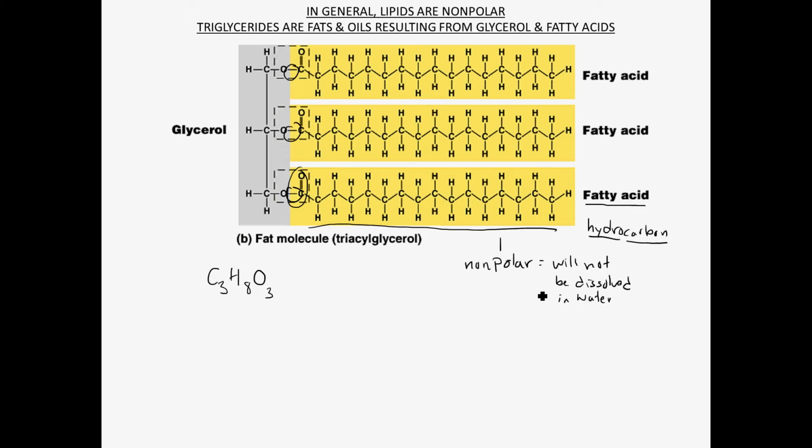Which makes it difficult if you're ingesting them, because in the stomach, most of the secretions are in an aqueous environment. The secretions in the small intestine are in an aqueous environment, so in water. And so you would have these nonpolar fats, nonpolar lipids, not being dissolved, which makes it difficult for metabolism, but we will talk about how that is dealt with a little bit later.